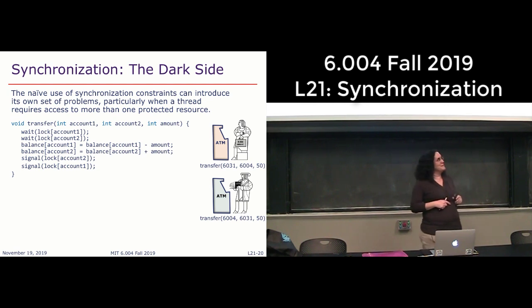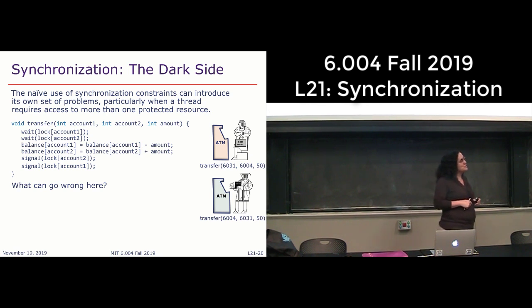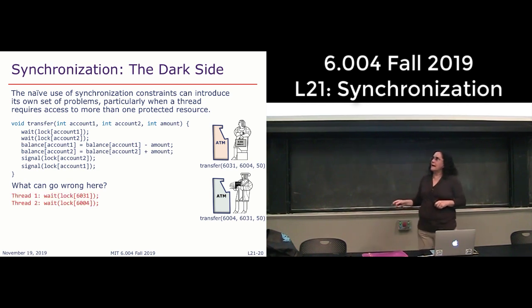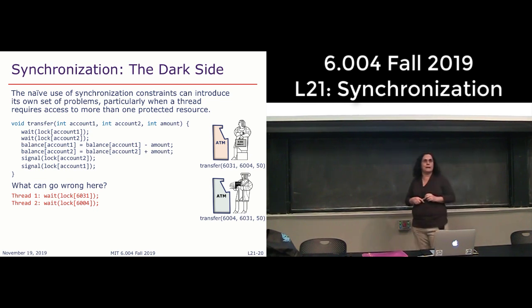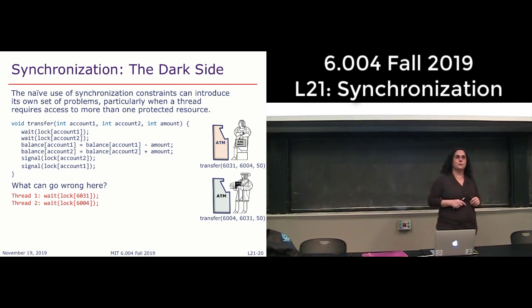I'll show you what the problem is. The problem is the following. Suppose that the order of execution here was that thread 1 comes along and says, wait for account 1, which for it is the 6031 account, and it grabs the 6031 lock. Then in thread 2, I say wait for its first account, which is the 6004 account, and it grabs the 6004 account. Now thread 1 and thread 2 want to grab the other lock that they need in order to execute their critical region.